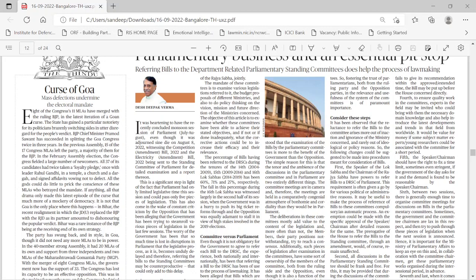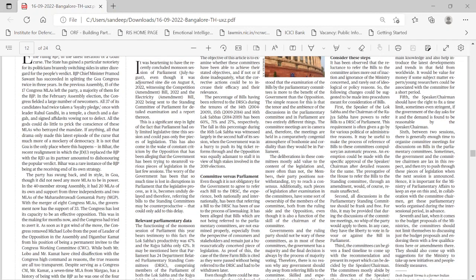First point, the bills passed by the parliamentary committees are mostly accepted by the opposition.